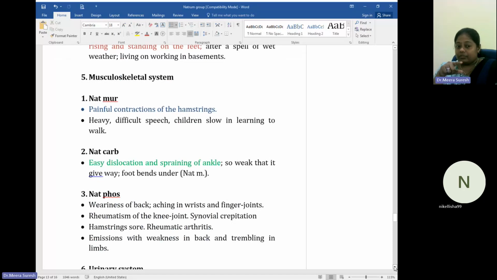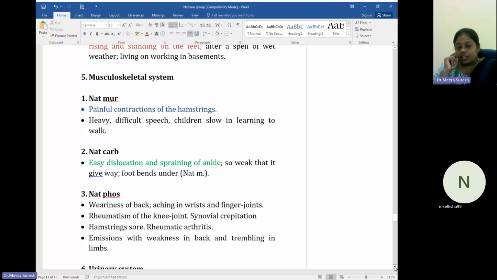And one symptom, the heavy, difficult speech. Children slow in learning to walk and talk. We can put that in musculoskeletal because they have that slowness of walking. And in Natrum carb also, the comparison we can see with Natrum mur. Though this symptom, which is explained in Natrum carb, is not told in Natrum mur per se, they are comparing.